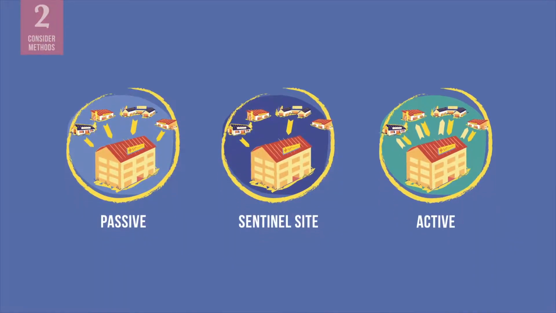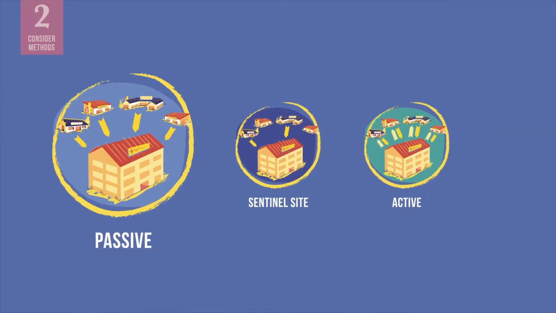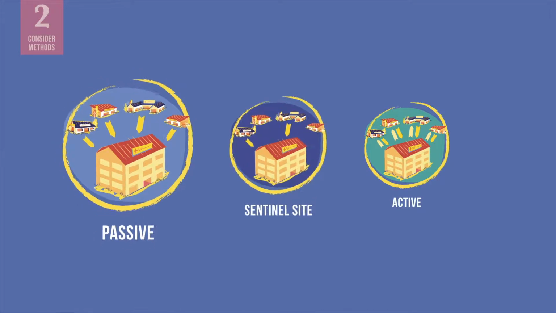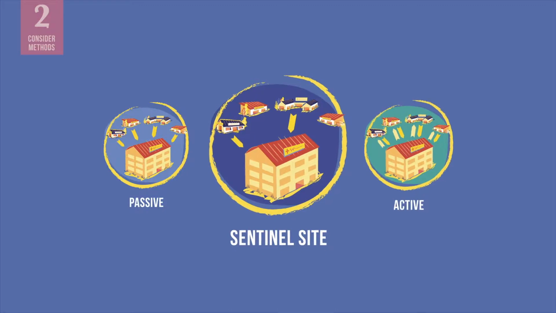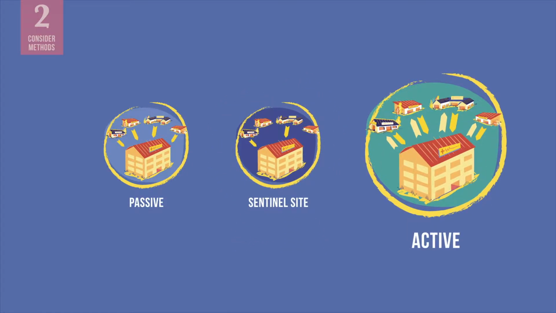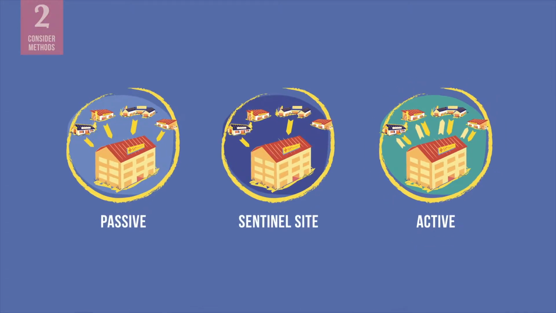There are three main types of surveillance: passive surveillance, the regular reporting of disease data by all institutions; sentinel site surveillance, in which only selected sites identify and notify on certain diseases; and active surveillance, which involves visiting health facilities, talking to healthcare providers, and reviewing medical records to identify suspected cases of a disease. These surveillance methods are covered in a separate video. The method you use will vary by disease and is determined by national policy.